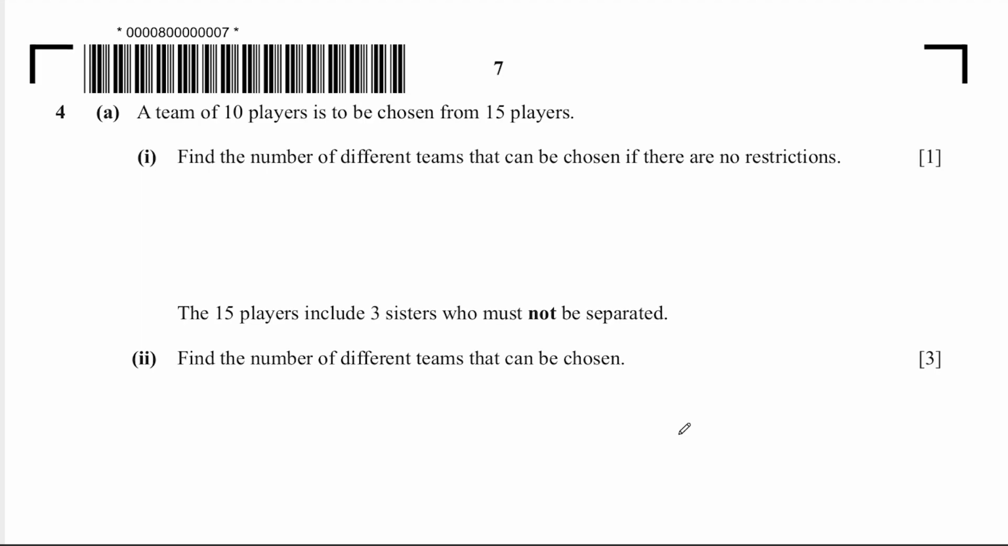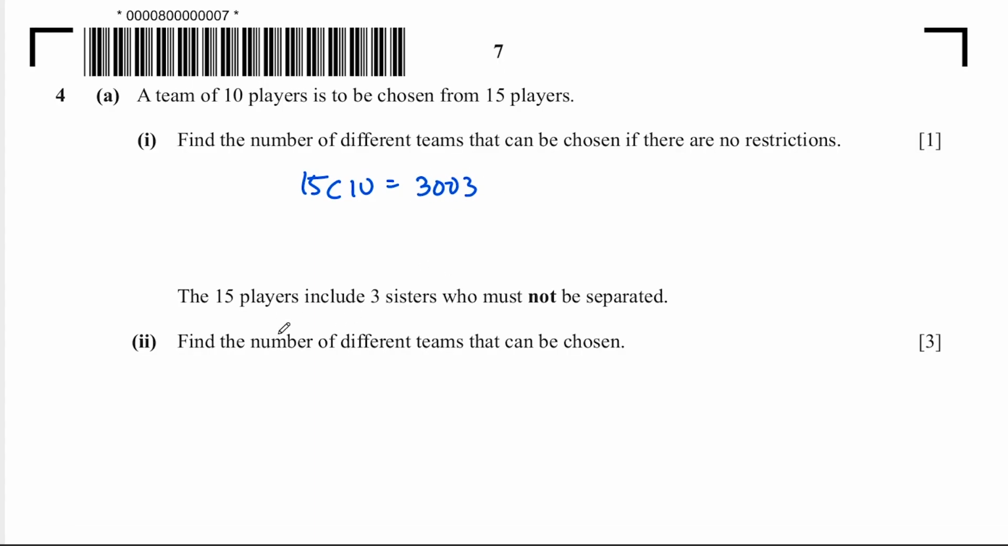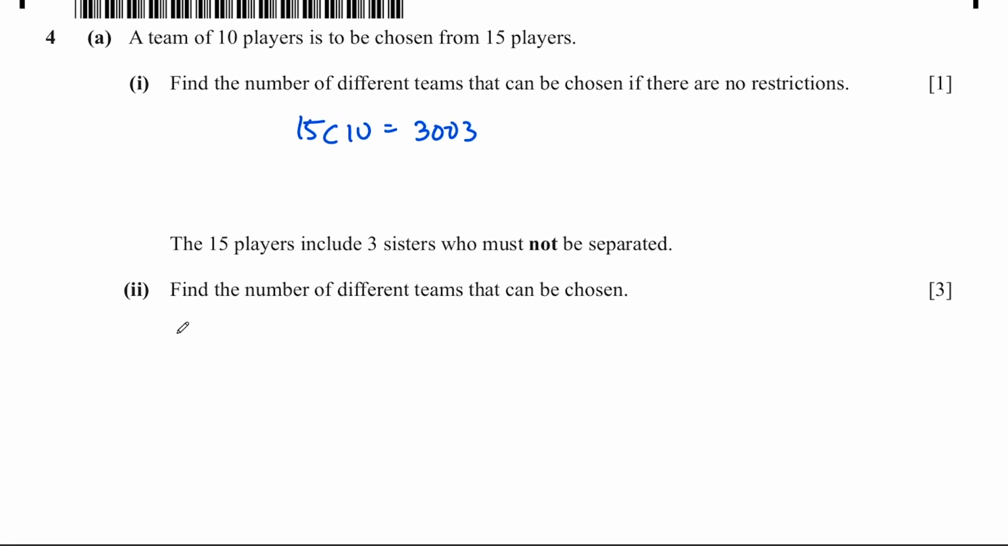Okay, a team of 10 players can be chosen from 15 players. Find the number of different teams that can be chosen if there are no restrictions. So, for a team of players, we do not consider the order to be important, so we're using combinations. So 15C10. This one also you can type into your calculator, 3003. The 15 players include 3 sisters who must not be separated. Find the number of teams that can be chosen.